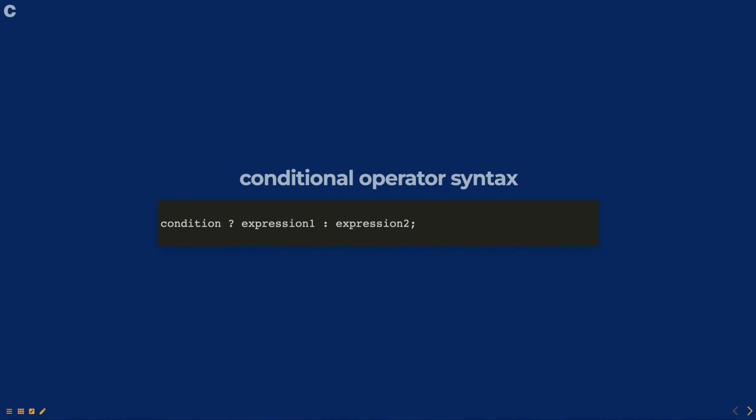The condition is evaluated first. If it is true, then expression 1 is executed and its value is returned as the result of the entire conditional operator. If the condition is false, expression 2 is executed and its value is returned as the result of the entire conditional operator.